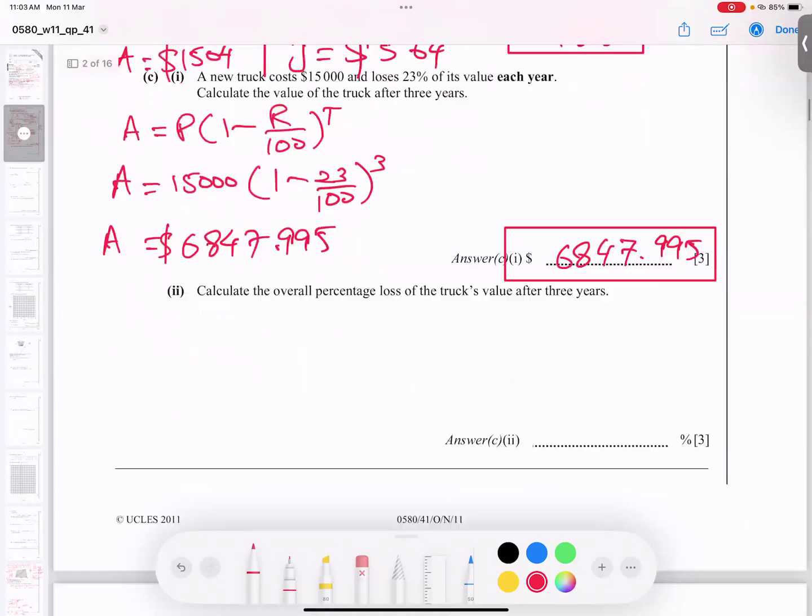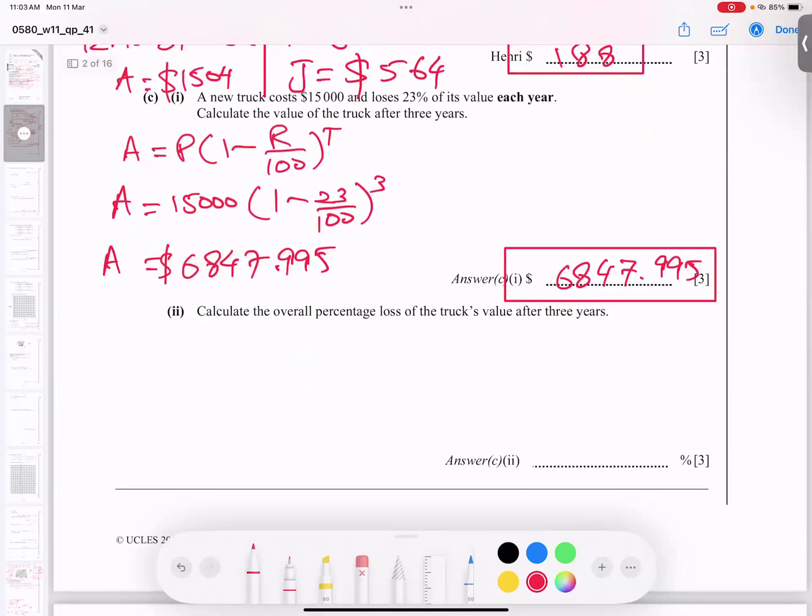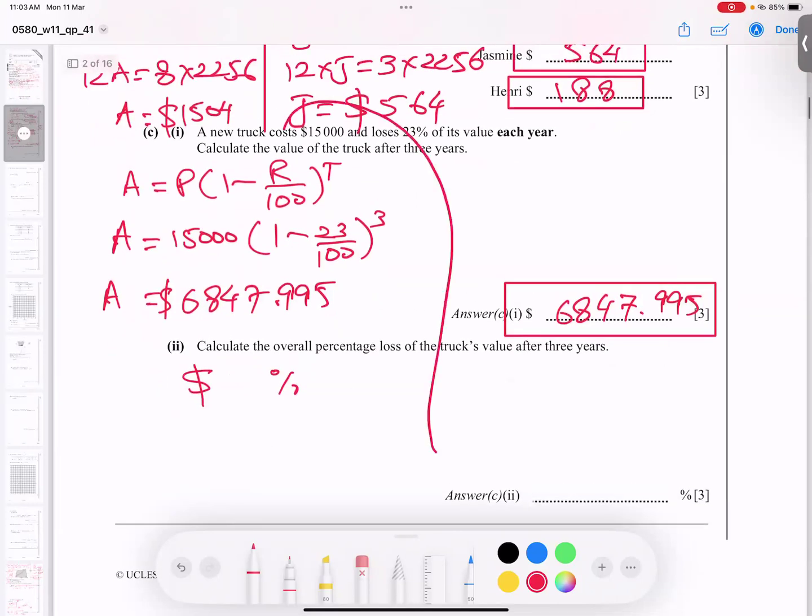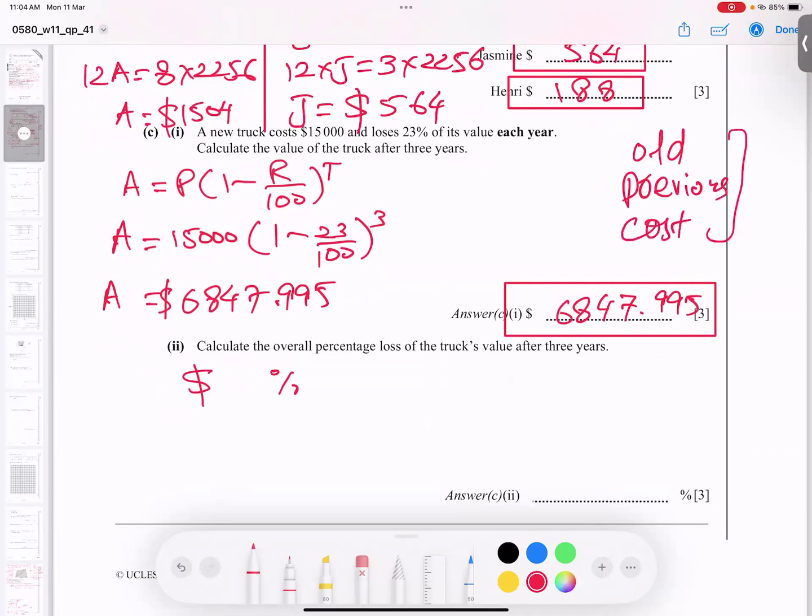Okay, but now he's asking for the overall loss. So first of all, we have to write 2 titles: dollar sign and percentage. For your knowledge, this is called the original money, or old, the previous. And cost price, all these are always taken as 100%. So this $15,000 I will take as 100%, the full amount.